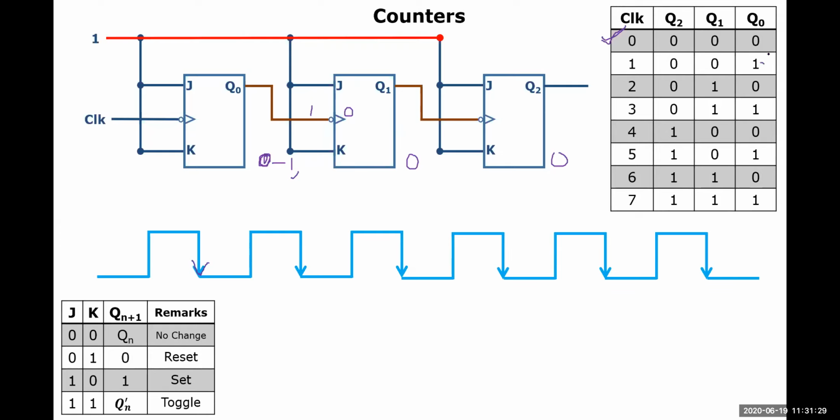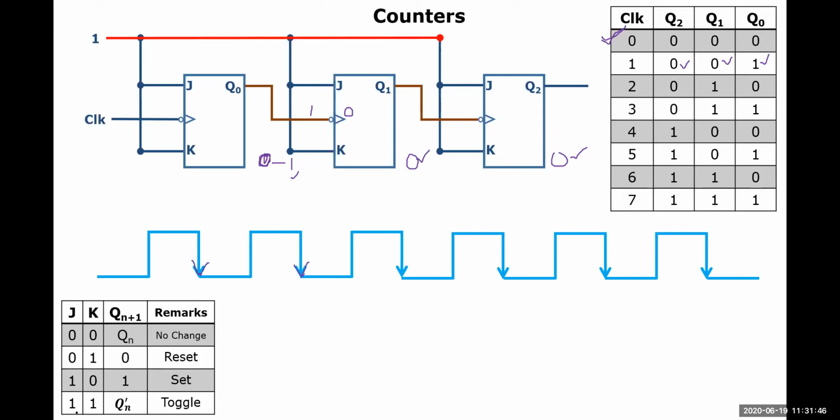Yes, Q0 has been produced as 1. So Q1 equal to 0. Previously, whatever the output, the same output will be there. Q2 equal to 0. Yes, 0 will be taken here. Now, after some time, the second clock pulse will be there. The second clock pulse will be here.